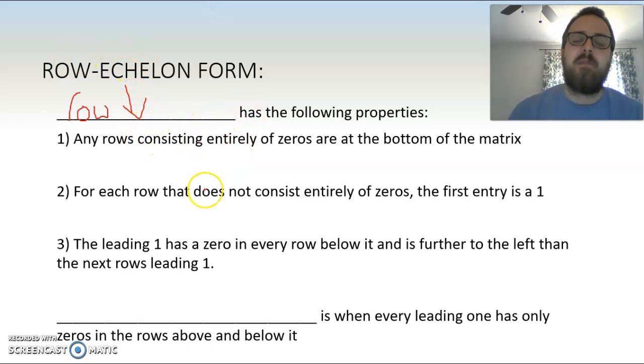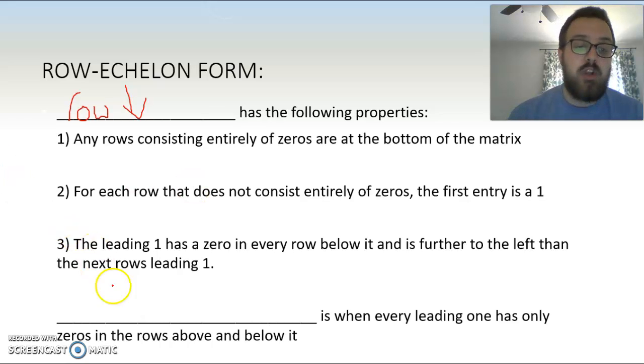So row echelon form has the following properties. Basically, any rows consisting entirely of zeros are at the bottom of your matrix. So if you have a row that becomes all zeros, it just goes to the bottom. Each row that is not entirely zeros: the first entry will be 1, and then the leading one has a 0 in every row below it, and it's further to the left than the next row's leading 1.